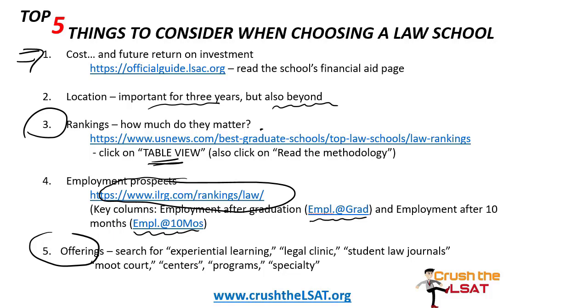But after that, different schools distinguish themselves from others by offering lots and lots of different things for you to do outside the classroom. And when you get on a school's website, you want to go ahead and search for things like experiential learning, legal clinics, student law journals, moot court, centers, programs, specialty. Sometimes that word is a good one, because all of those subjects are surprisingly hard to find on a lot of law schools' websites.